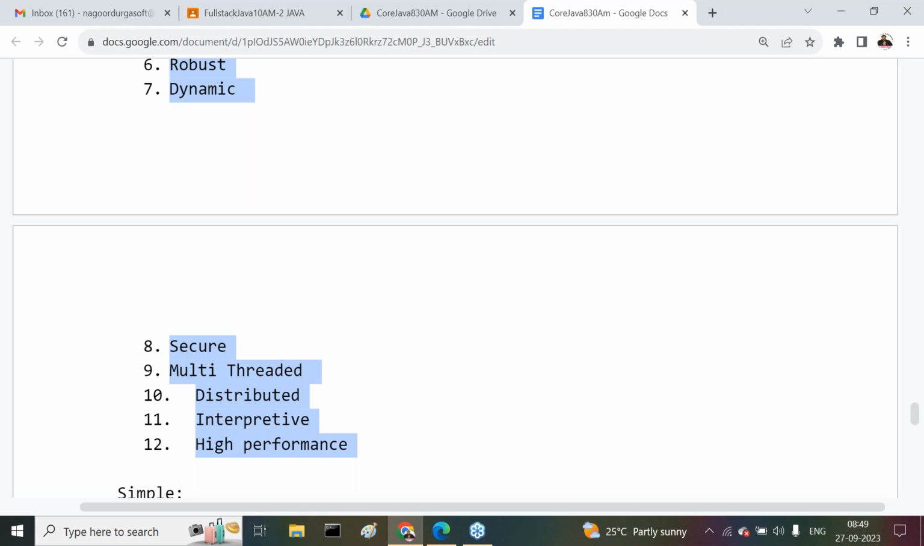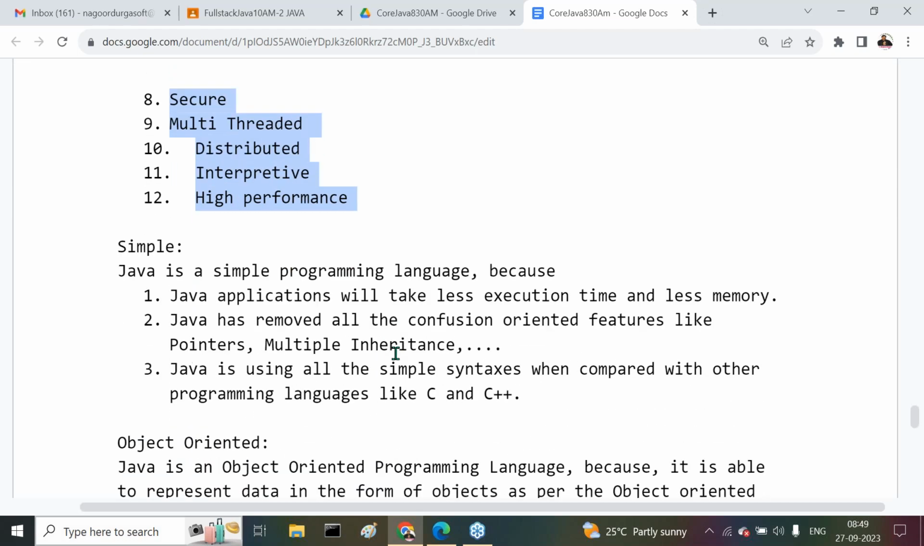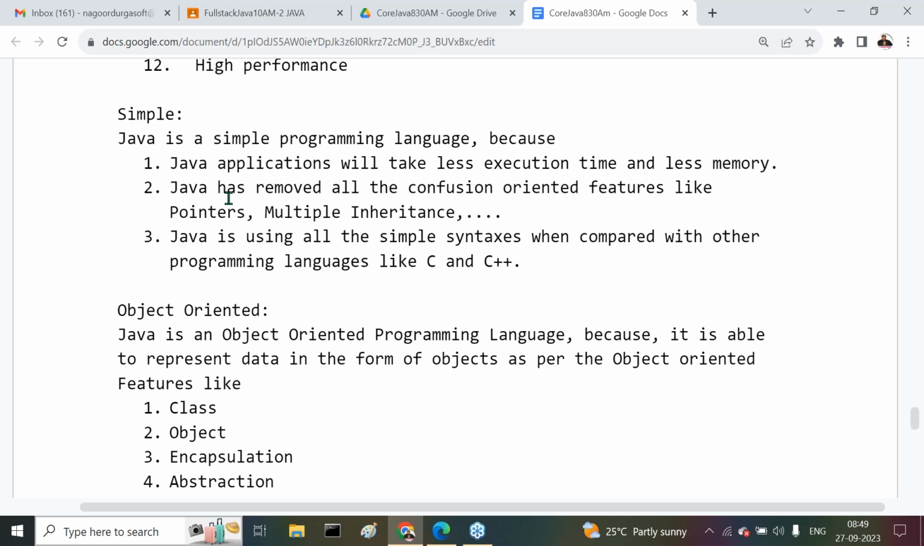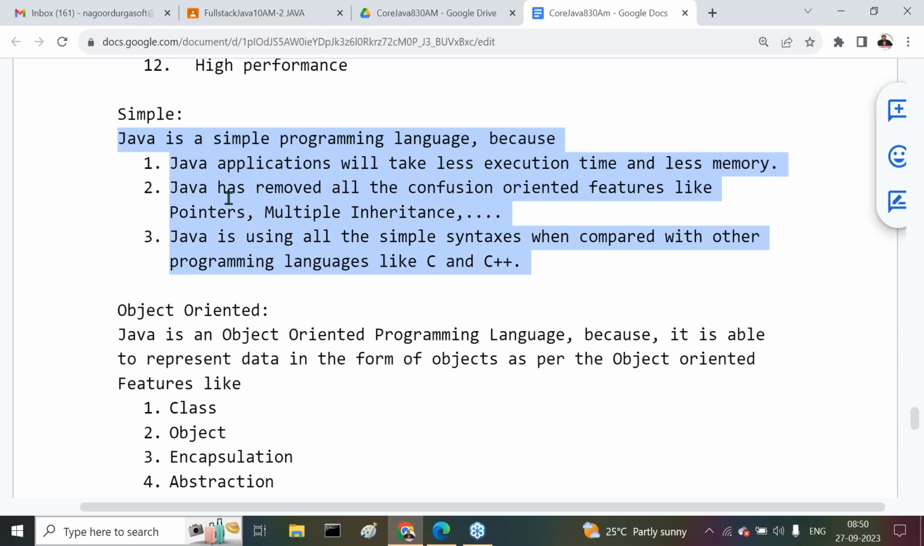After that, what about the next one? A simple programming language. What is the meaning of a simple programming language, guys? What do you understand about it? Java is a simple programming language because Java applications take less execution time and less memory. Java has removed all the confusion-oriented features like pointers, multiple inheritance, and so on. Java uses simplified syntax compared with other programming languages like C and C++. These are the reasons we can conclude that Java is a simple programming language.